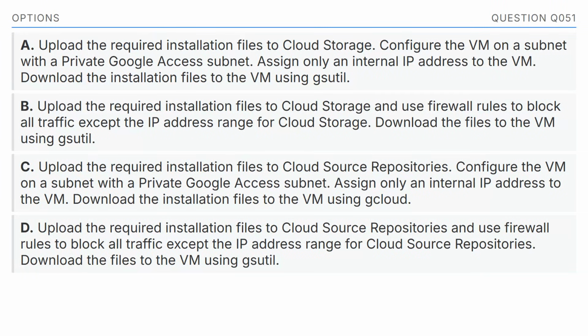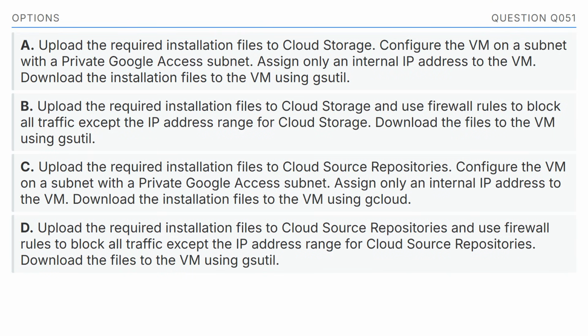The options are: Option A, upload the required installation files to Cloud Storage. Configure the VM on a subnet with Private Google Access. Assign only an internal IP address to the VM. Download the installation files to the VM using gsutil.